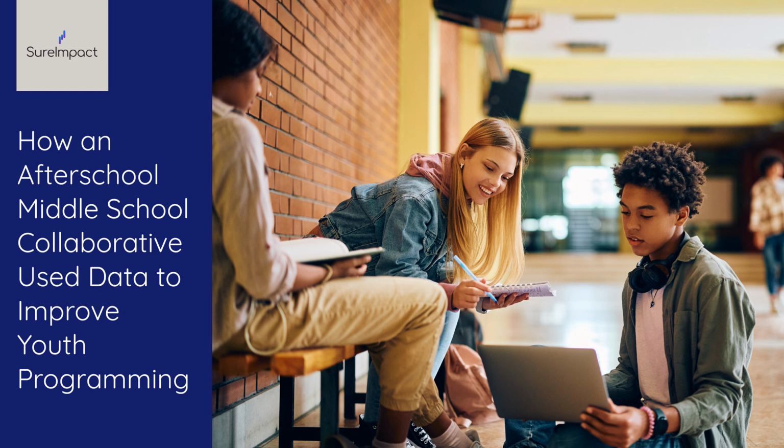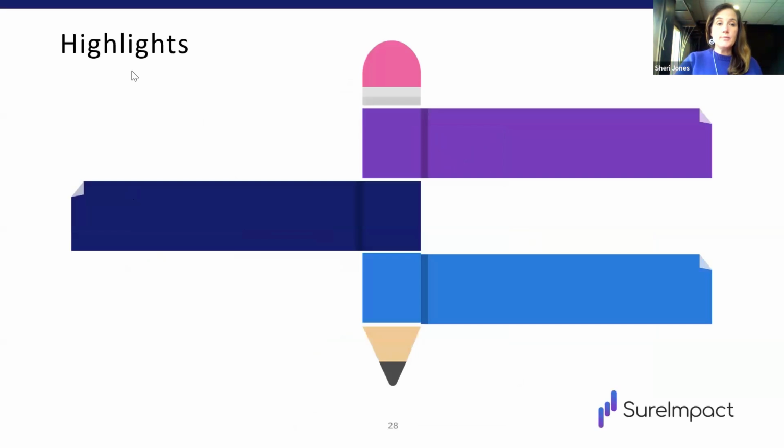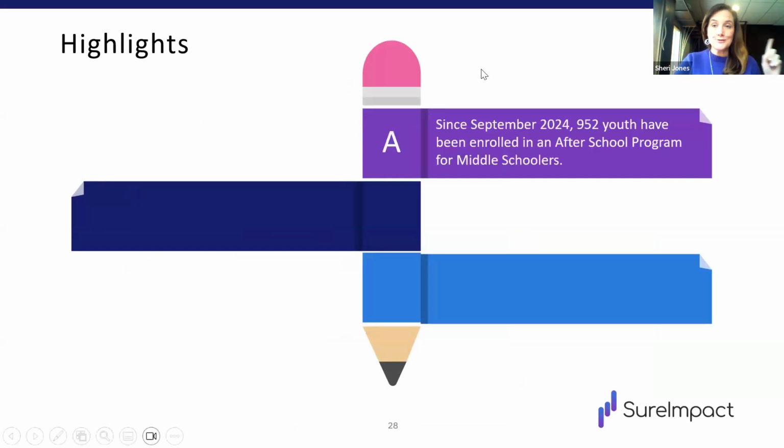So let's look at an example of how one system was able to use SureImpact, and all of this data that I'm sharing came from this system's SureImpact account to not only communicate their impact, but to drive change. So they went into their SureImpact environment, and this is me telling a story.